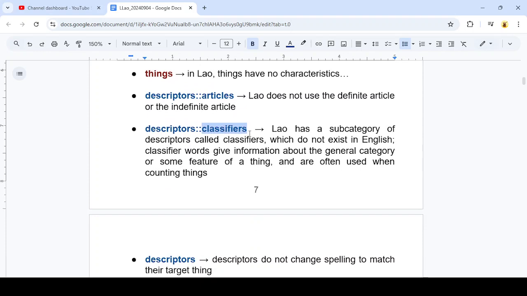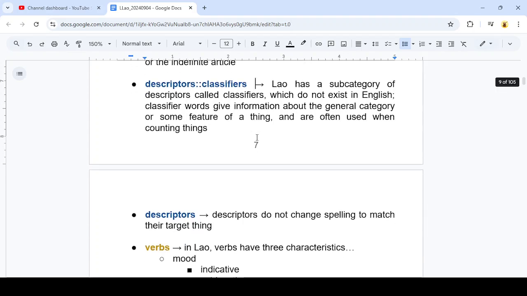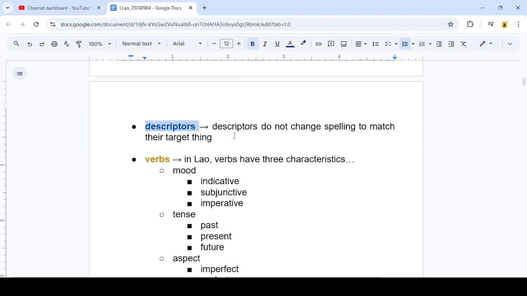Also in Lao, there's a class of descriptors called classifiers, which simply do not exist in English. Classifiers are kind of like adjectives. They give more information about a particular target thing, but that information is basically kind of telling what sort of abstract category that thing belongs to. For example, a pencil is a specific object, but the classifier word would be a classifier that's specific for long, thin, cylindrical objects. It's a different type of word that simply doesn't exist in English, but it's common in Lao to see those, so it just takes a little bit of getting used to. In terms of descriptors, regular descriptors like adjectives, they do not change spelling to match their target thing.